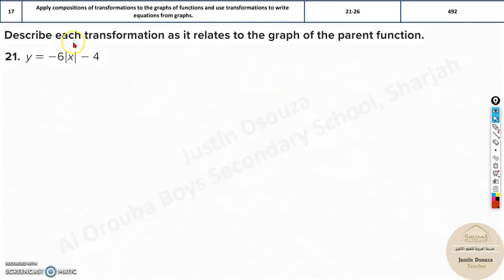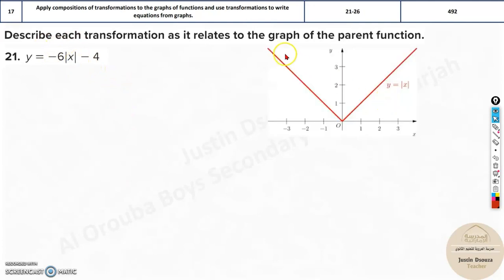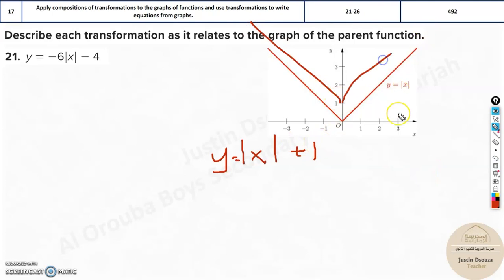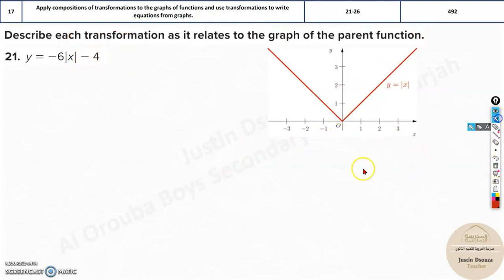Now, before we begin, for this absolute value, you need to understand what it is. It is something like this, just going upwards, right? So it starts at 0. This would be y equals absolute value of x plus 0. There is no adding. If it was plus 1 over here, then the graph would start from 1. Here we have minus 4. That means the graph will start at minus 4.